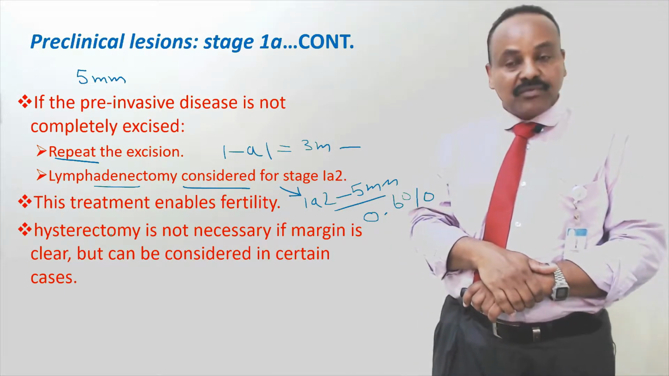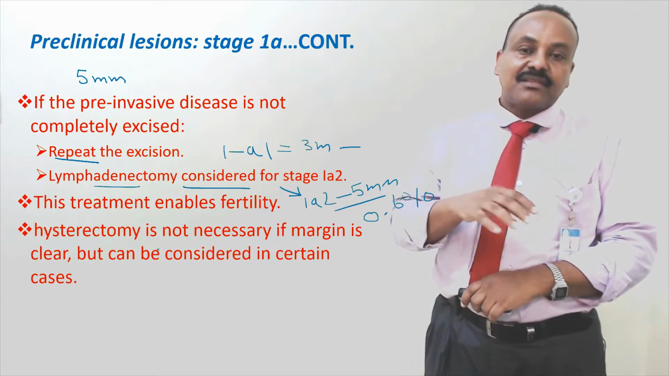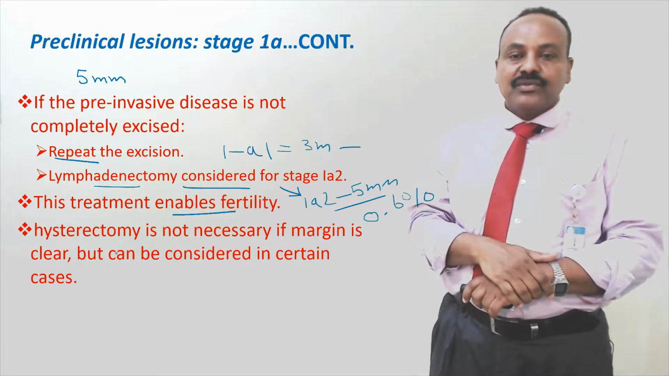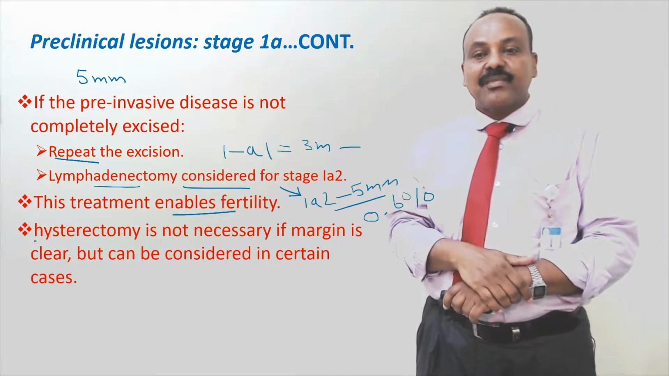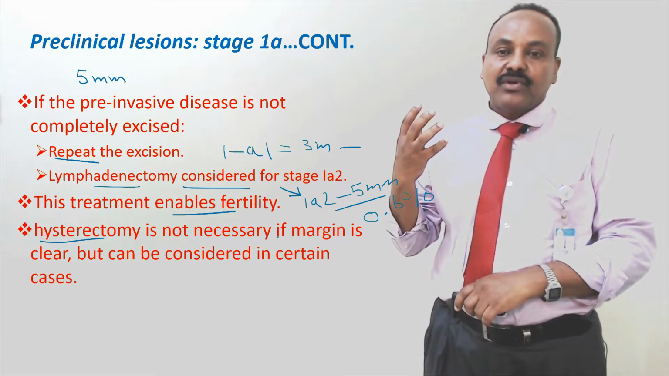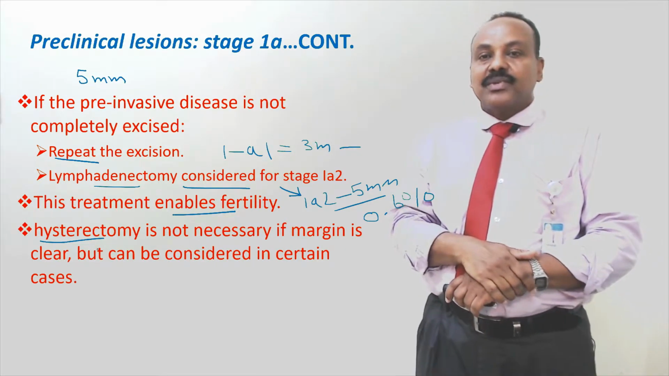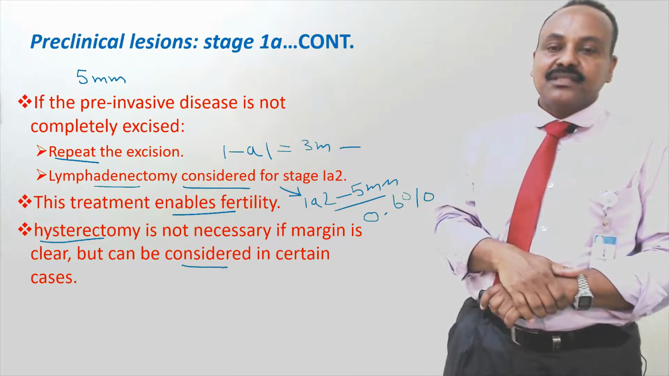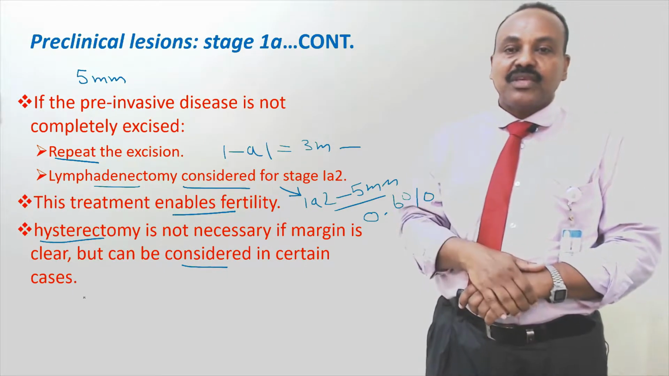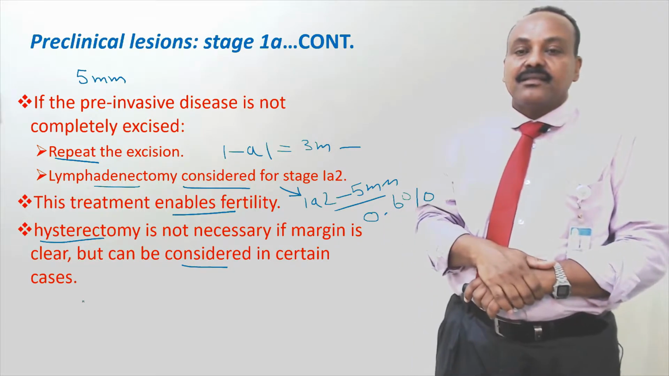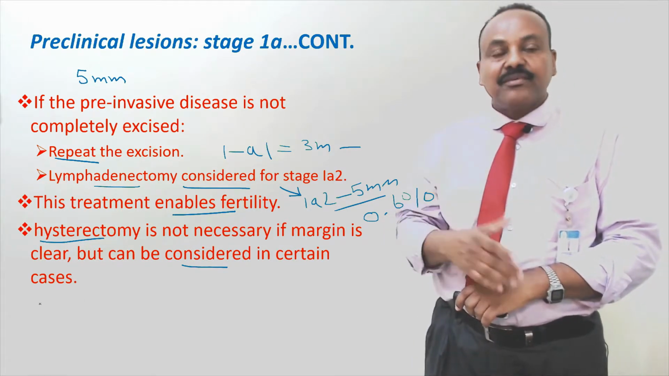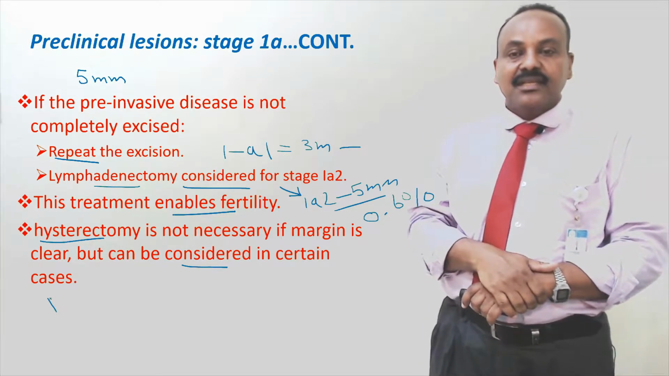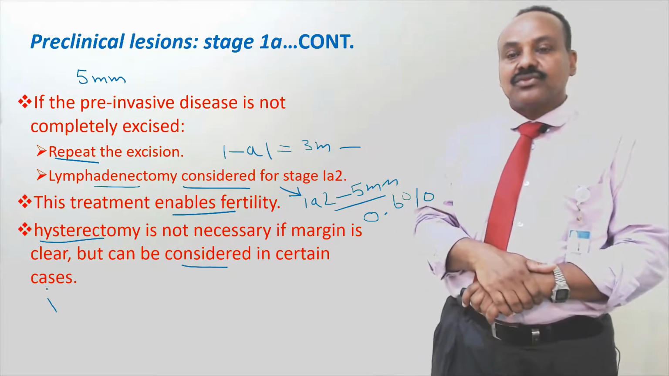This treatment enables fertility because the cervix is available, the uterus is available and not removed, and hysterectomy is not necessary if the margin is clear. No need to remove the uterus. But in certain cases it can be considered, for a better prognosis. We consider hysterectomy if the woman has completed her family and doesn't need further children. This is an example.